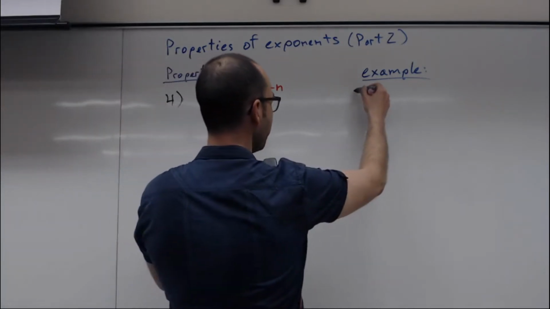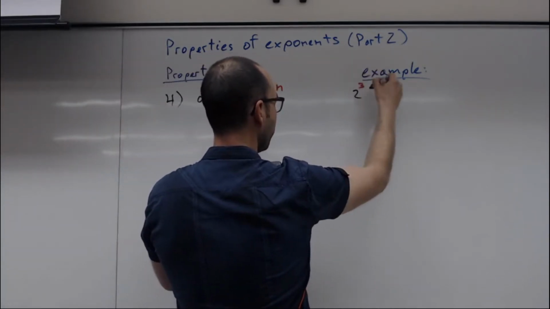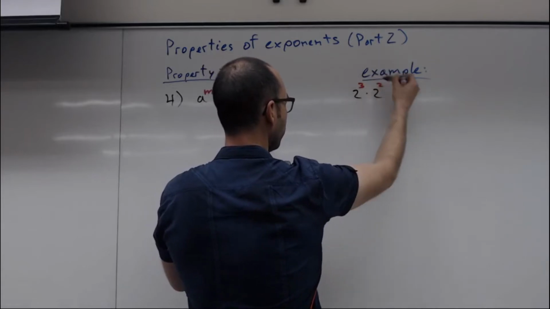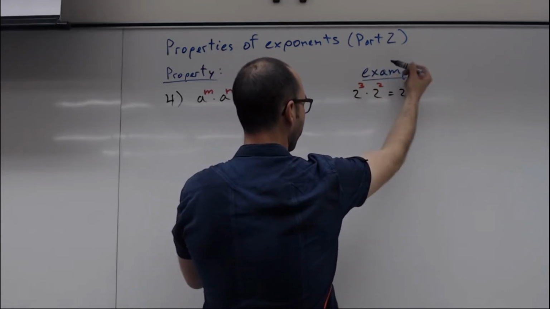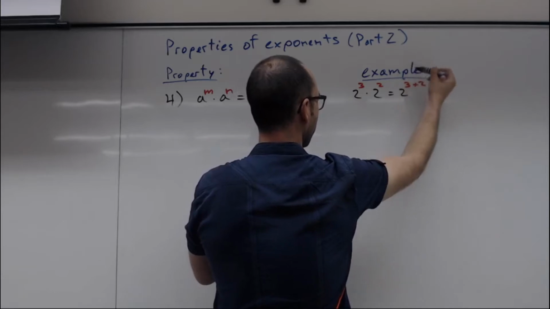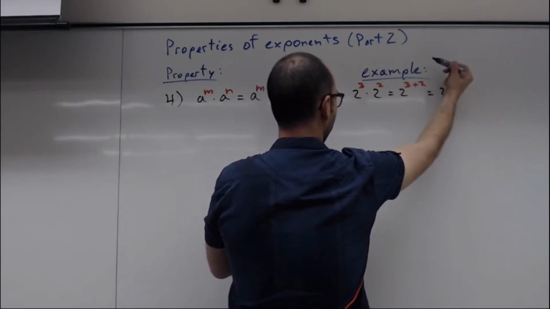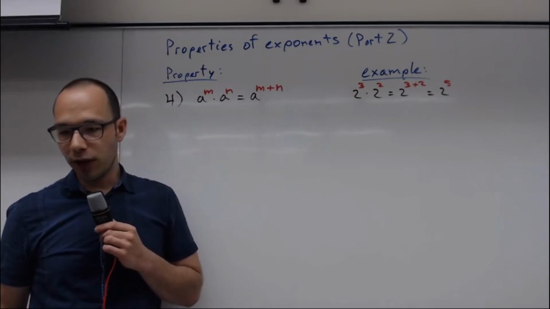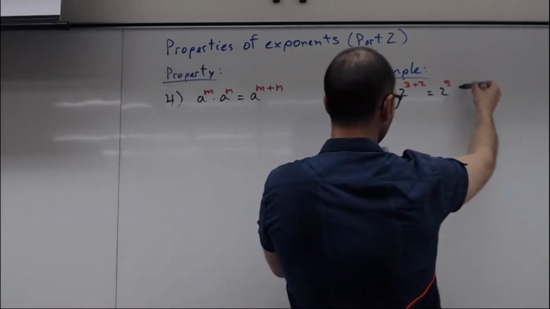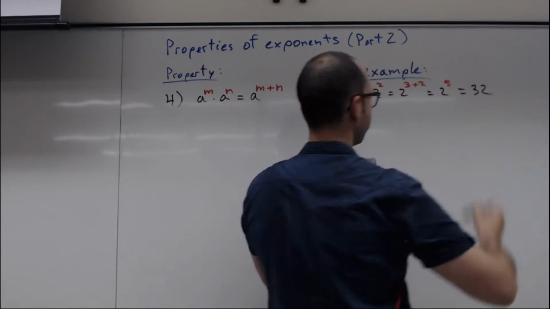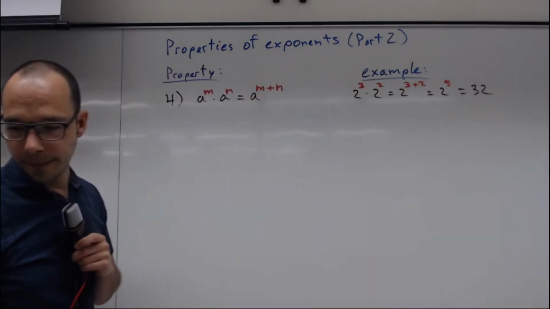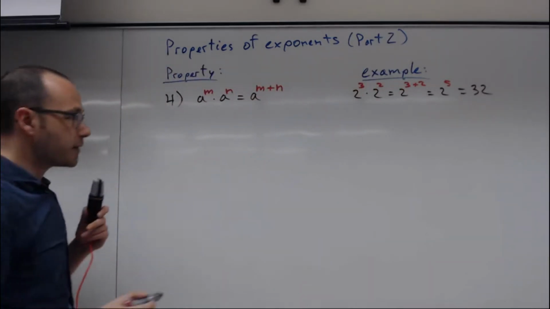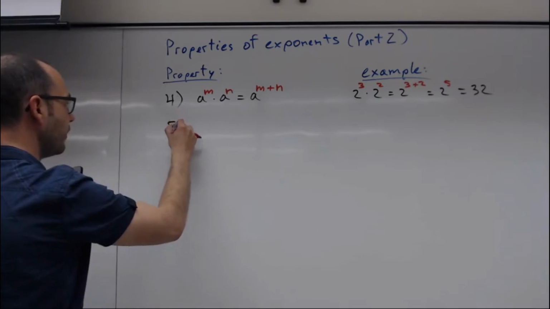Example, if you have 2 to the power of 3 multiplied by 2 to the power of 2, it's going to be 2 to the power of 3 plus 2, which is 2 to the power of 5. And you can also calculate the expression. It's going to be 32. So that's a possibility.